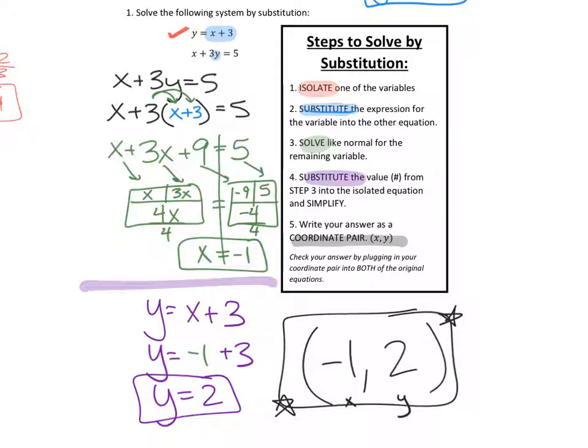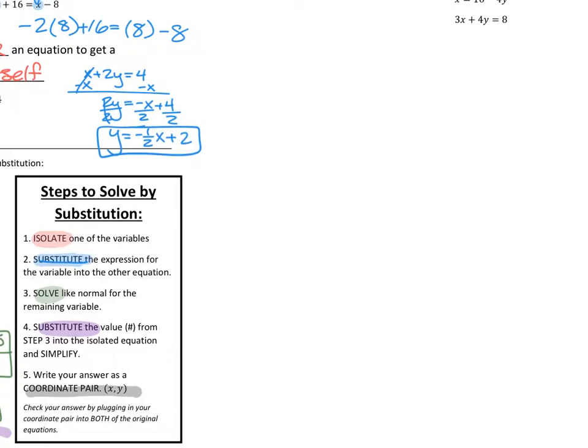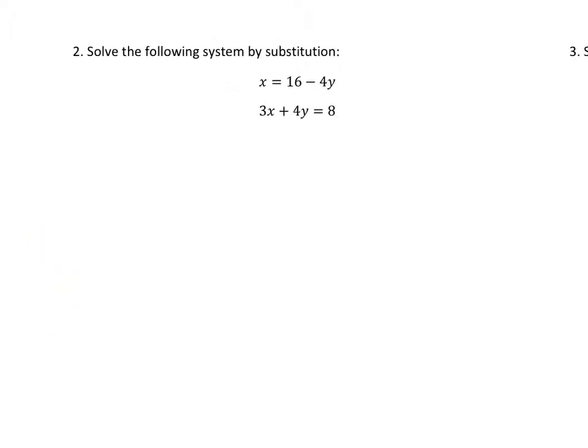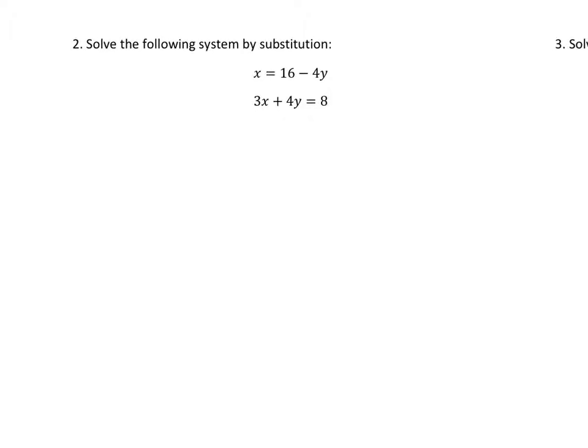Since we've walked through the steps again: isolate, substitute, solve, substitute again, and then write it as a coordinate pair, I think we're ready to try the second one. So let's find it on the inside. We want to solve this system by substitution. Now the steps aren't here for you to look at, so we have to remember them. The first step was to isolate a variable.